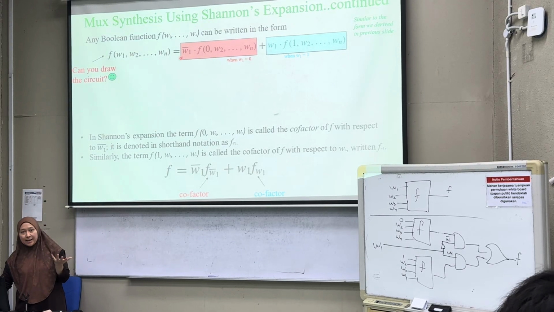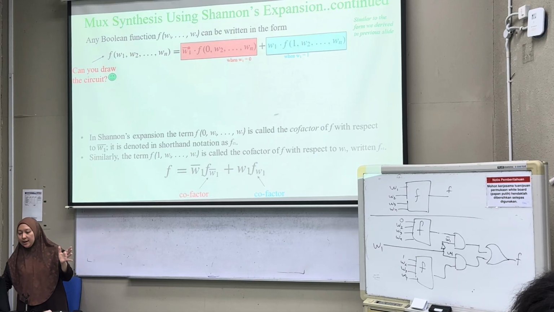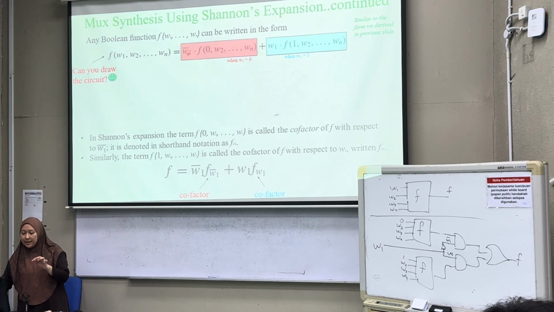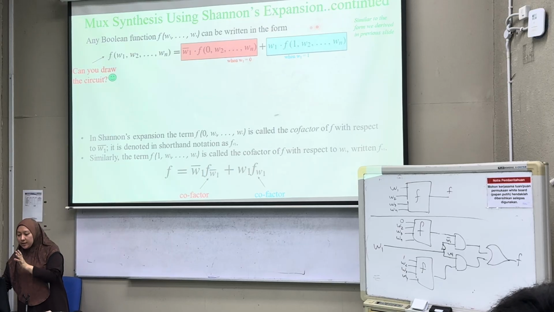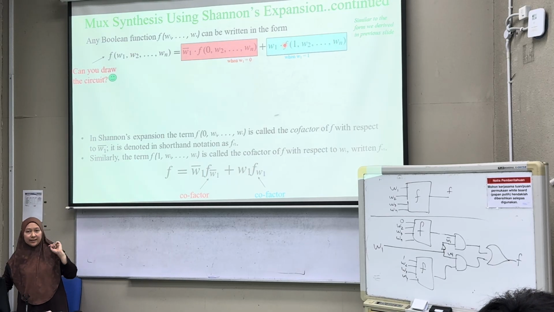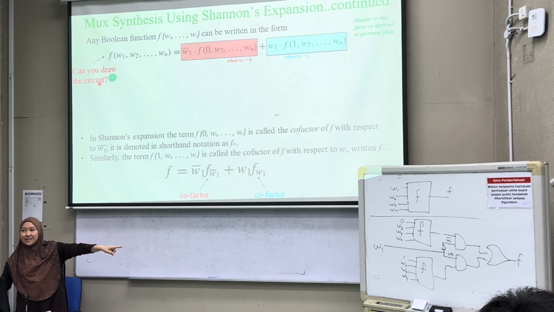Okay? So what is Shannon expansion? It's a form where you can factor out whichever variable you choose. Here you can factor out W1. So take out W1. One term is W1 bar, one term is W1. So this is the circle. Can you draw the circle? Yeah, this is the circle.